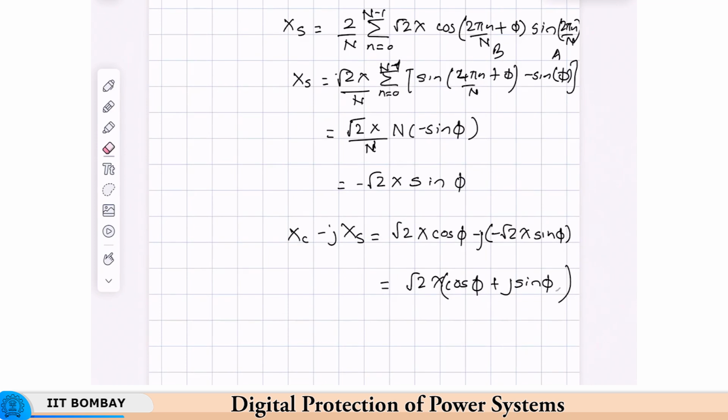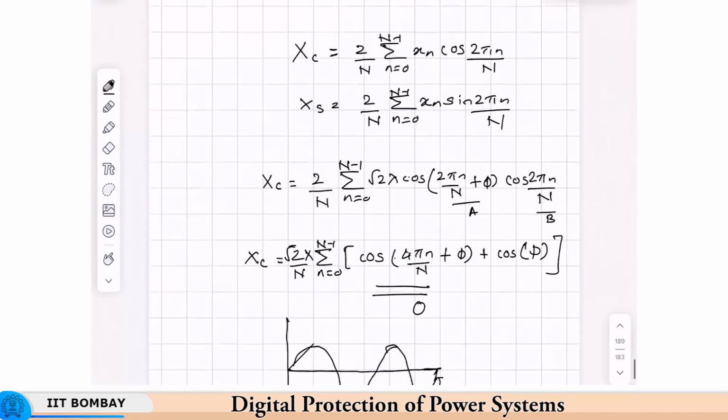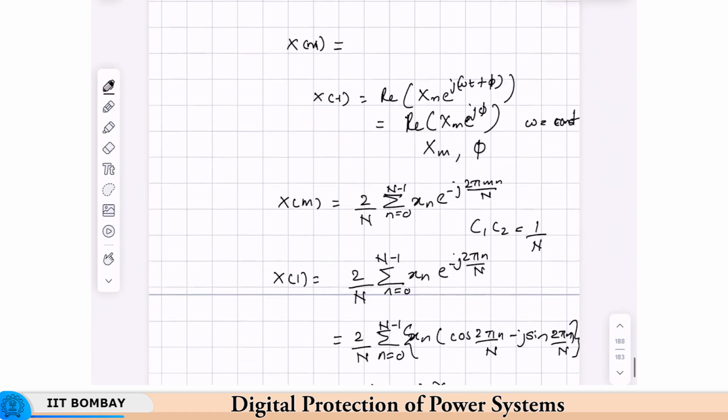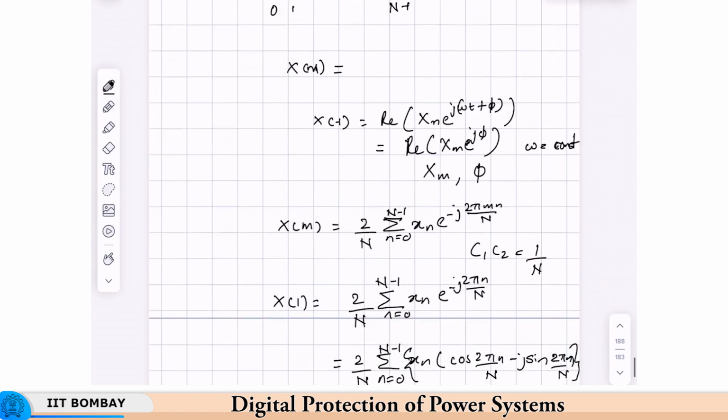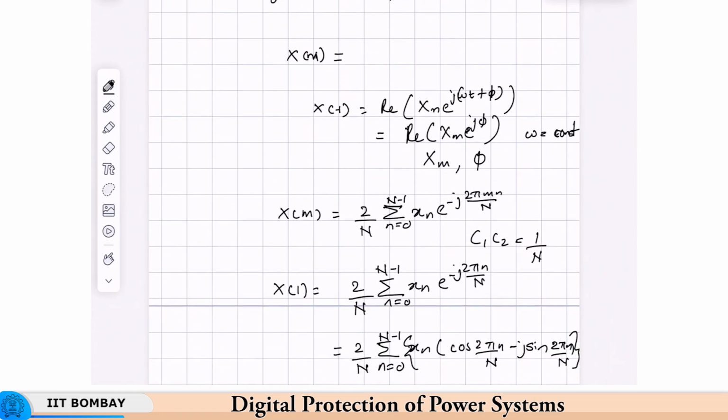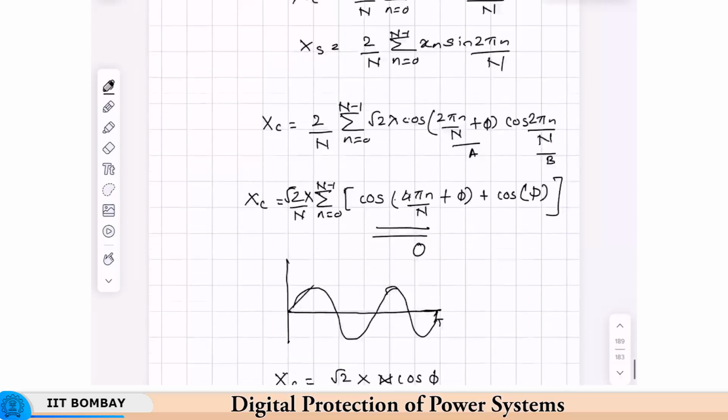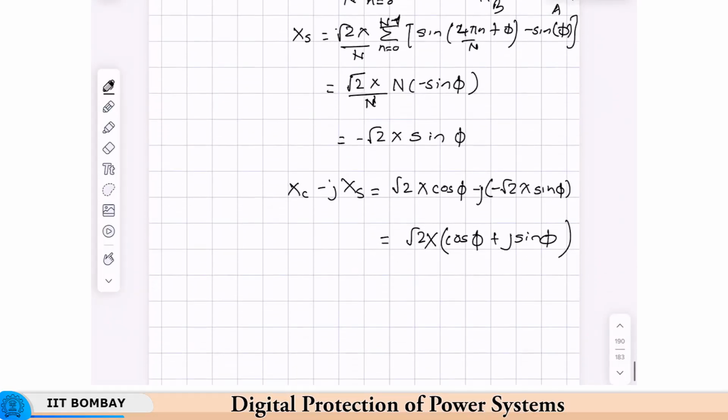Let me write the bracketing a bit correctly. Okay. So, this is what we wanted to find out, isn't it? So, X and phi. So, we wanted to find out root 2 X times cos phi plus j sin phi. So, this Xc minus jXs will give us the original phasor. So, this is our DFT computation.